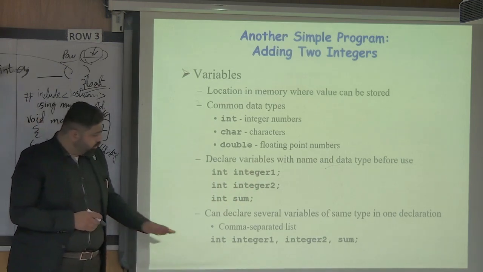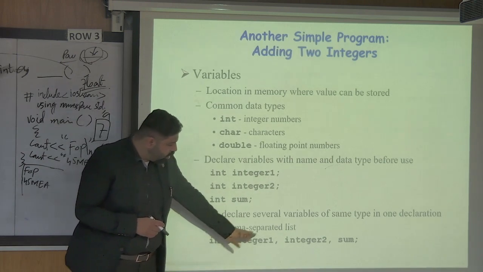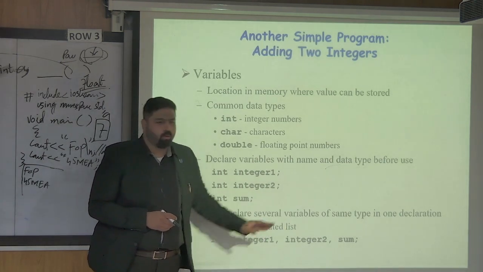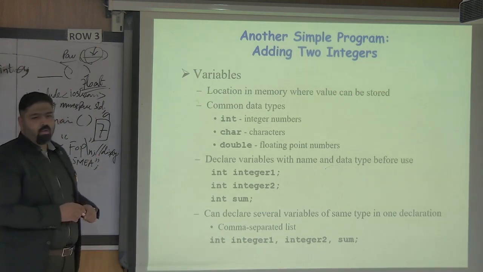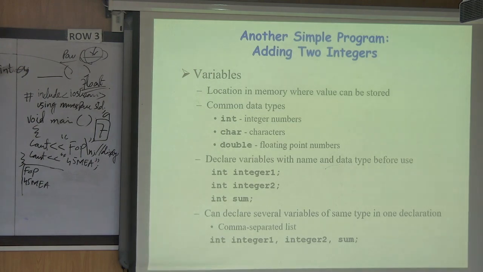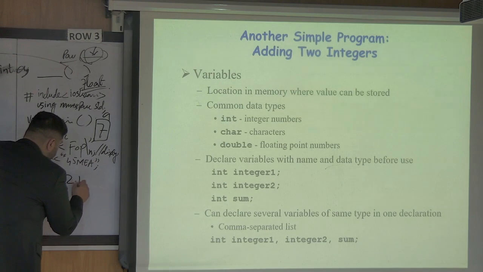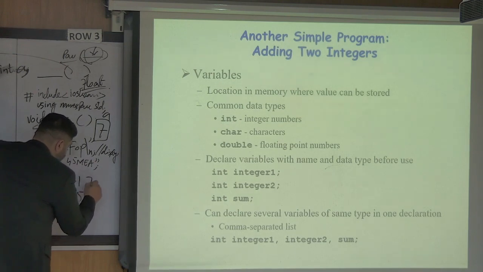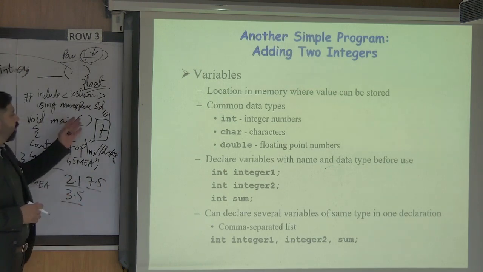We can do it in one go as well using a comma separated list. The integer type, integer 1, comma, integer 2, comma, sum, semicolon. You can declare n number of variables by following this pattern. Floating point numbers are the ones which have a decimal. If you want to save such numbers, you should be using float or double data type.